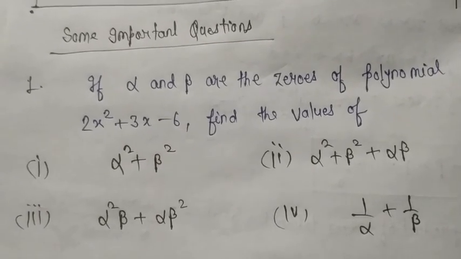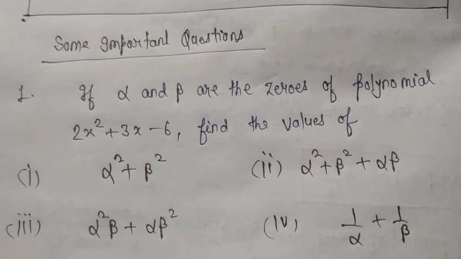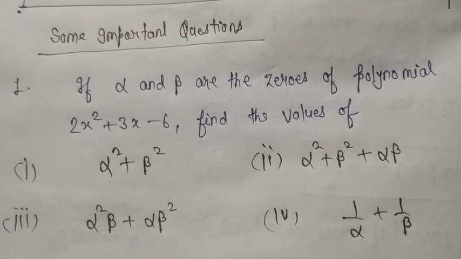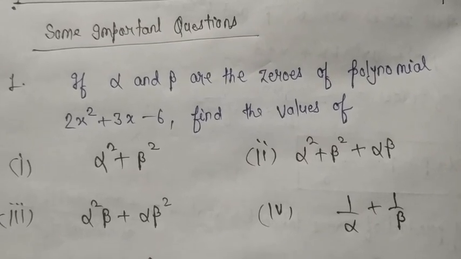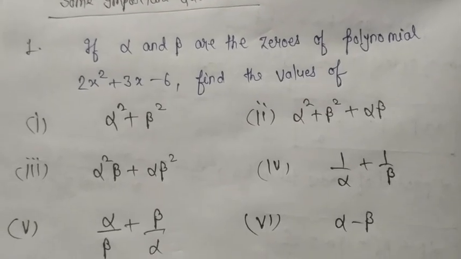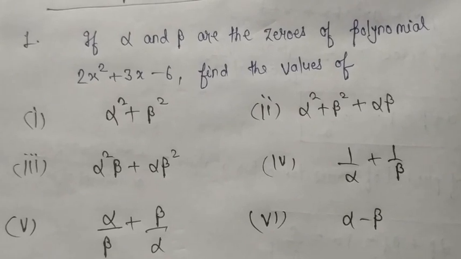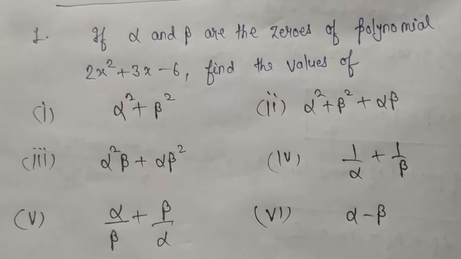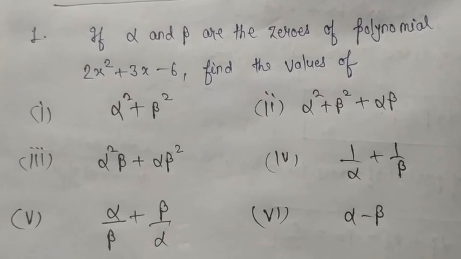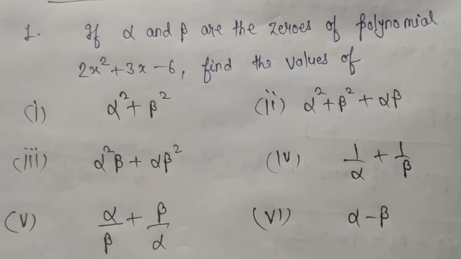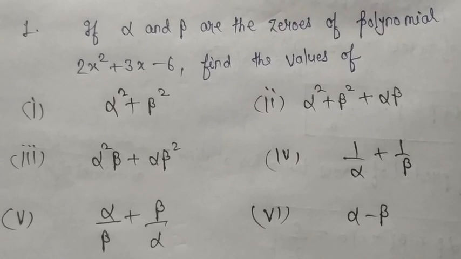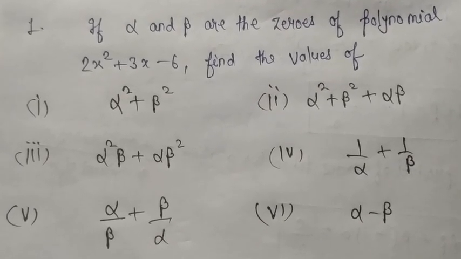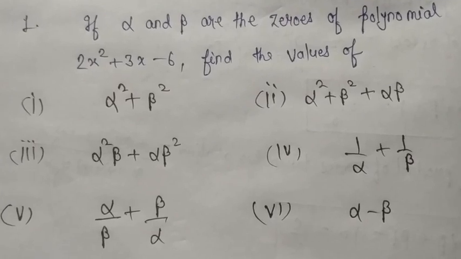Now see, if alpha and beta are the zeros of the polynomial 2x square plus 3x minus 6, find the value of: first part, alpha square plus beta square. Second part, alpha square plus beta square plus alpha beta. Third part, alpha square beta plus alpha beta square. Fourth part, 1 upon alpha plus 1 upon beta. Fifth part, alpha upon beta plus beta upon alpha. And sixth part, alpha minus beta.